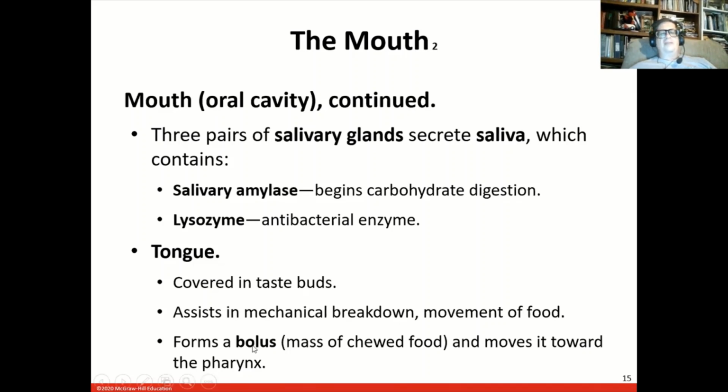We call the mixture of chewed food and saliva a bolus. So we move that bolus towards the pharynx. The pharynx is the space at the back of the throat, and it's subdivided into three parts. Up and back of the nose, we call it the nasopharynx. In back of the oral cavity, the mouth, we call it the oropharynx. And in back of the voice box, the larynx, we call it the laryngopharynx.